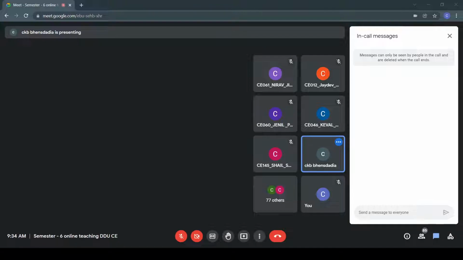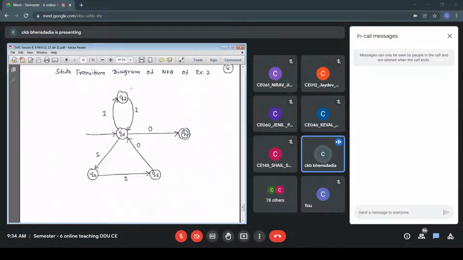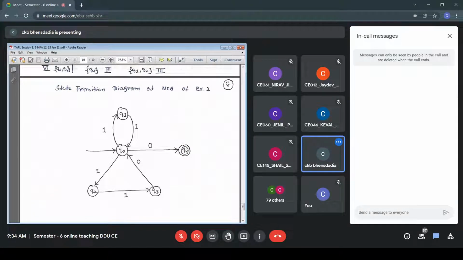Example number 2. Converting NFA to DFA. And this is my NFA. We want to convert it into DFA, deterministic finite automata. As per our textbook convention, we call it FA. When we say FA, by default it is deterministic finite automata. Now we can do it directly, or maybe we prefer a table. It's preferred.